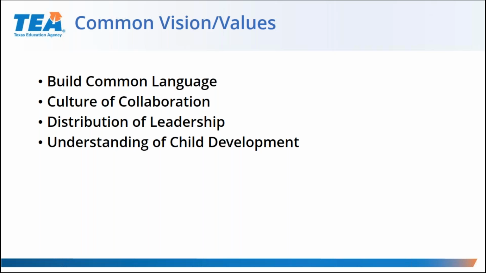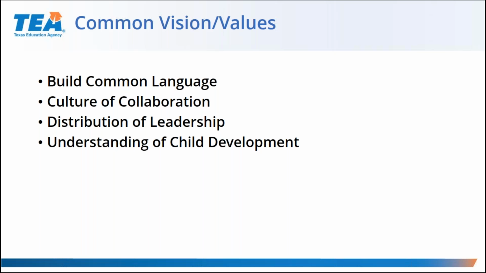Alignment can't be achieved by one individual. It takes a whole team. And that brings us to distribution of leadership. While a principal or a district administrator might be leading the work, they are not the sole leader of the work. It requires teachers, coaches, families to all take part of being a leader in ensuring that alignment is present between pre-K and kindergarten.